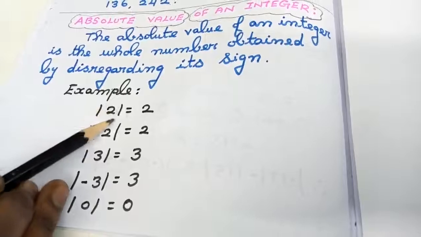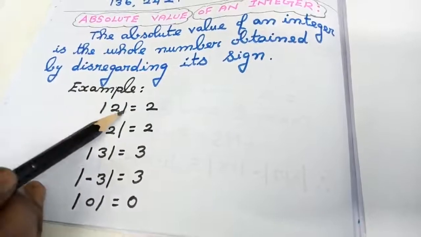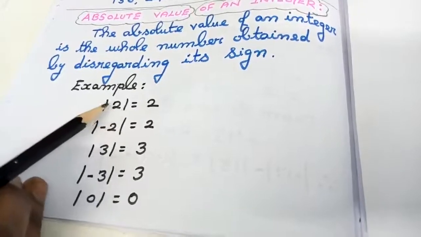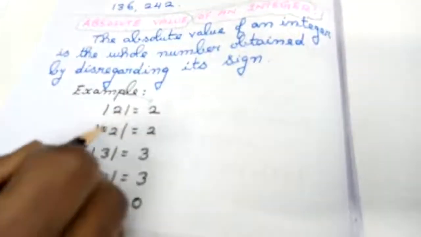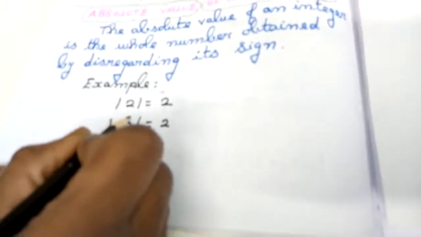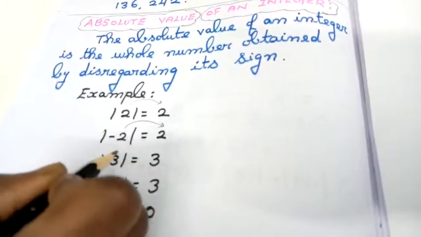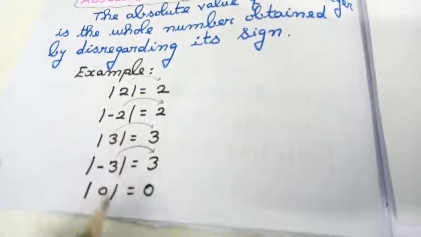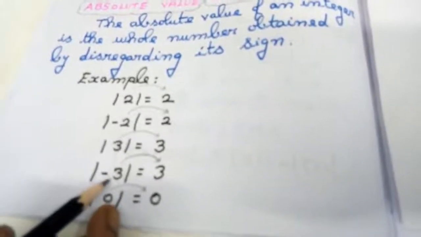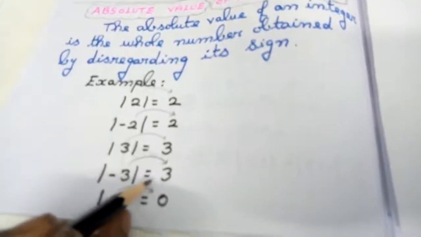Absolute value of 2: if I want to find it, I should remove this symbol, and take out only the number 2. In this place you have minus 2; I should leave that minus and take only the positive number 2. Here also 3, I take only the number out, that is 3, and this 0. So whenever you get a negative value inside the absolute value, you will get only the positive answer. Keep that in your mind.